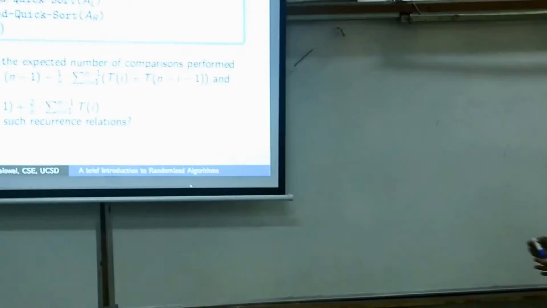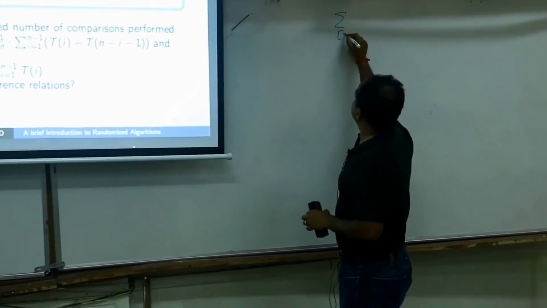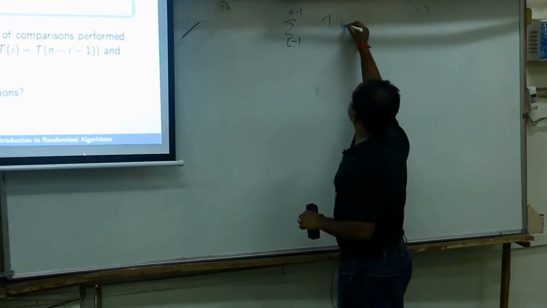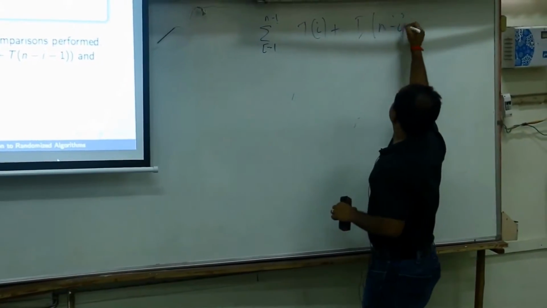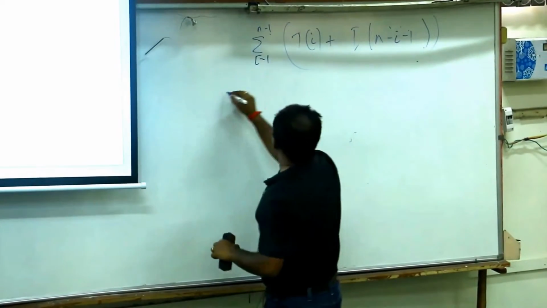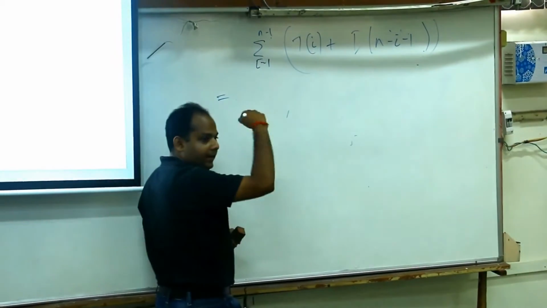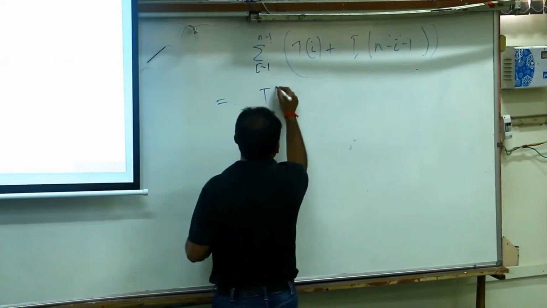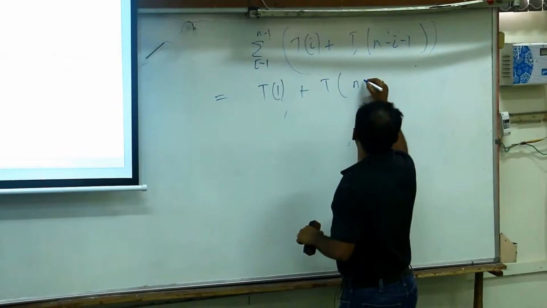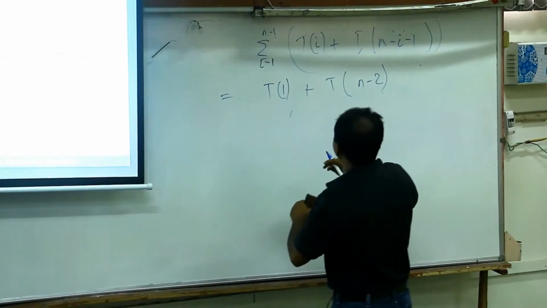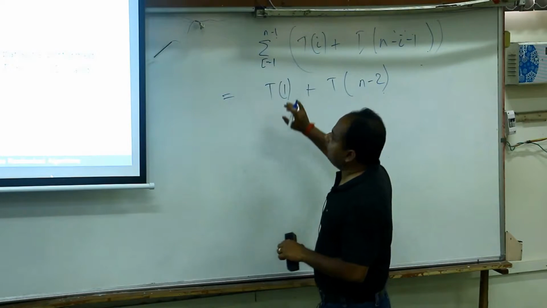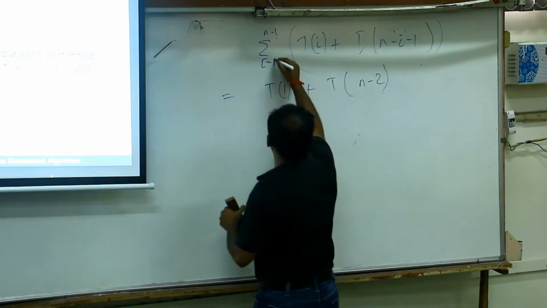You expand the summation. Let's do it. T of 1 and then T of n minus 2, which will then be T of n minus 2 and then T of 1. Okay, so let's put i equal to 1, i equal to 3, i equal to 4. Then what do you get? We get T of 1 plus T of n minus 2. Start from 0. Okay, so we are putting i equal to 1, right? Again the same thing. Okay, so let's put i equal to 0.